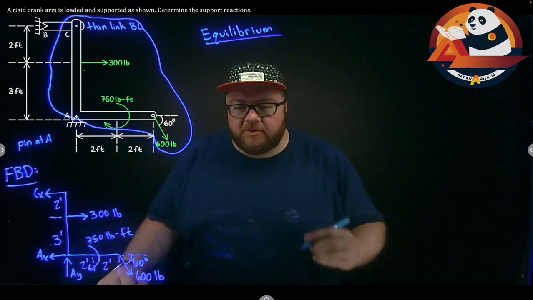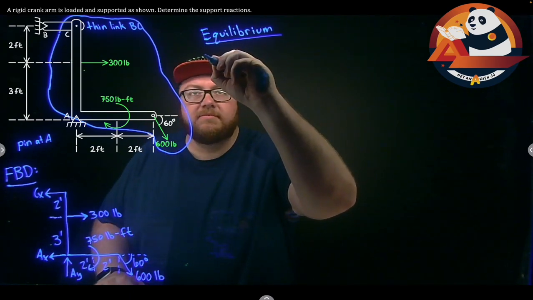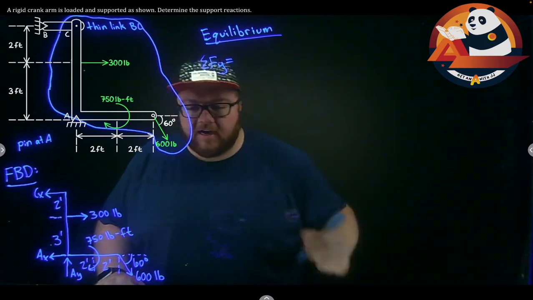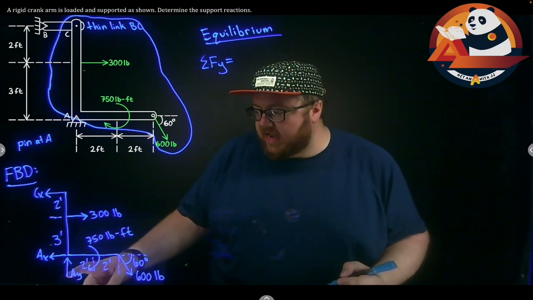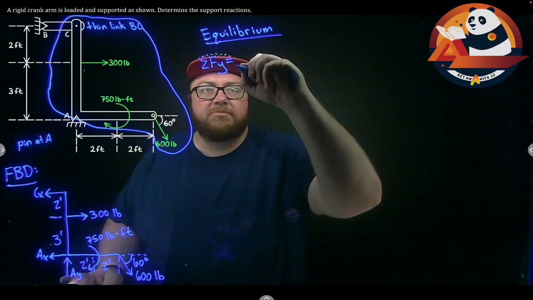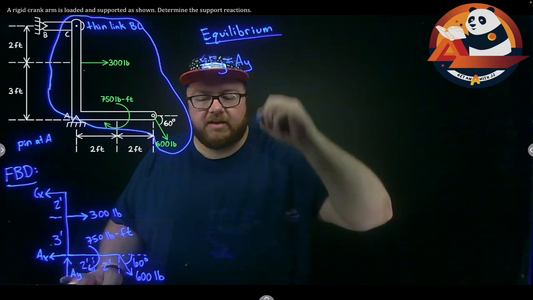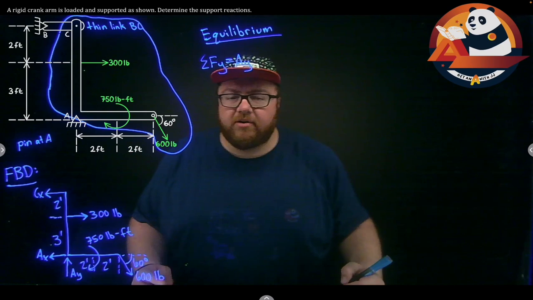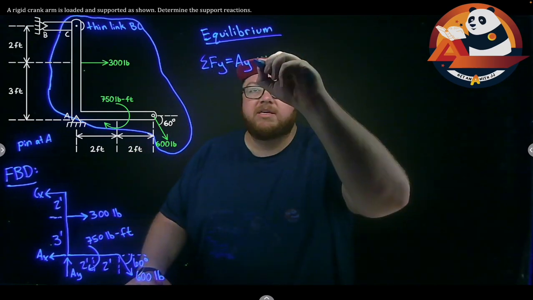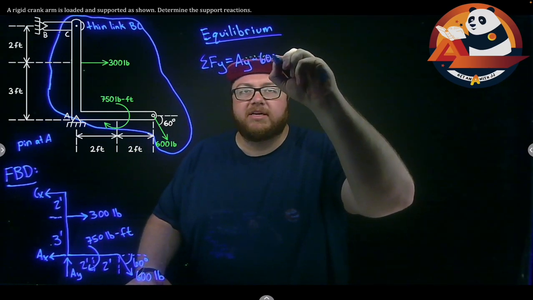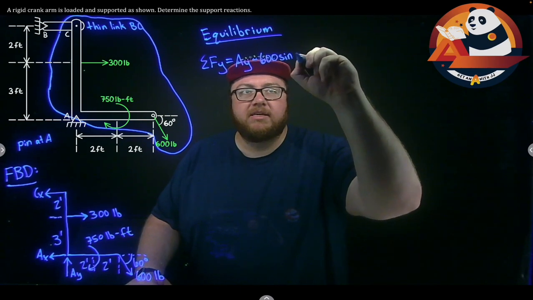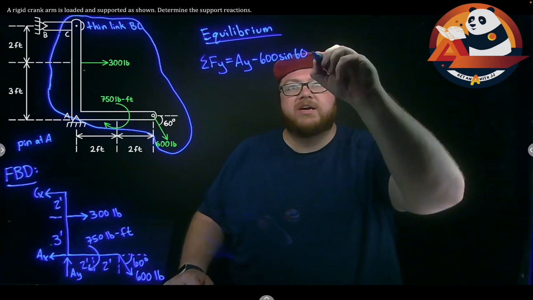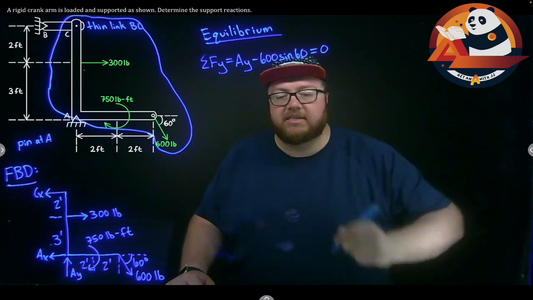So let's start by summing forces in the Y direction. If I sum my forces in the Y, at A, I have AY. I assumed it went up, so it's positive. AY. I have my 600 pounds coming down. I want just its Y component, so minus 600 sine 60. And that's everything in the Y direction. I can set this equal to 0.